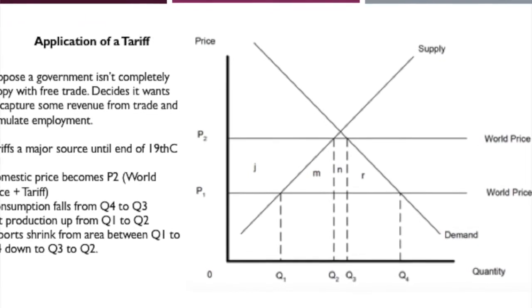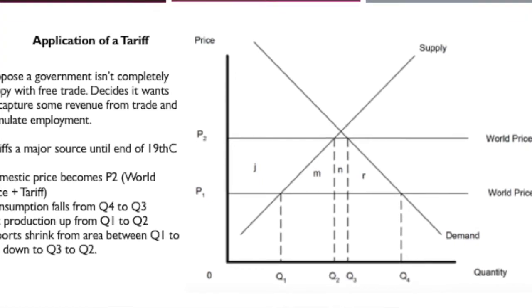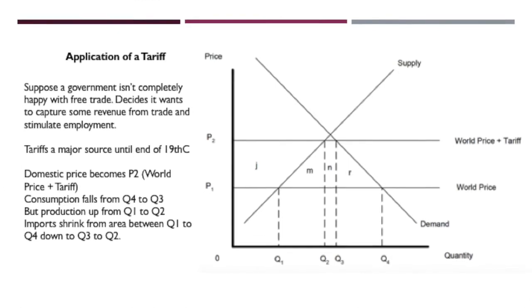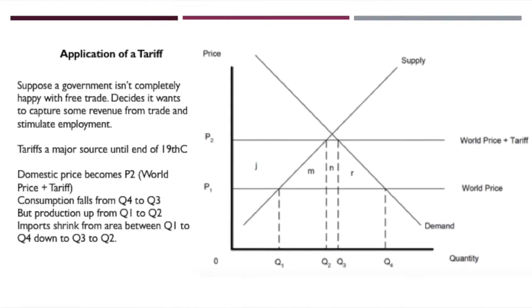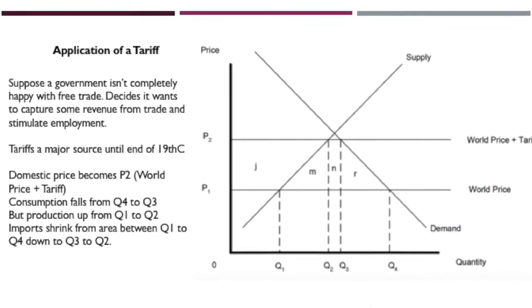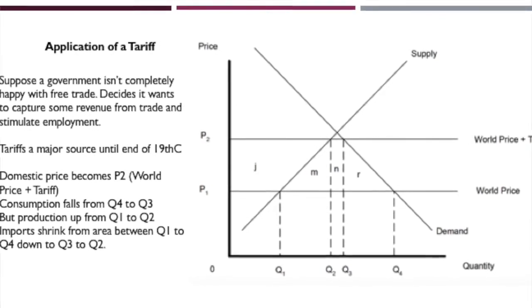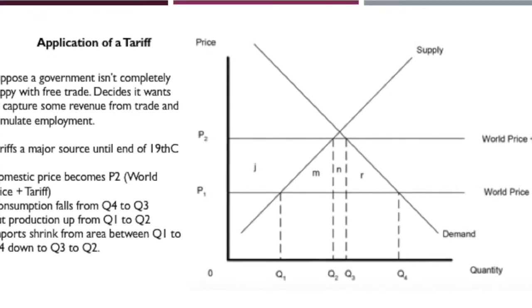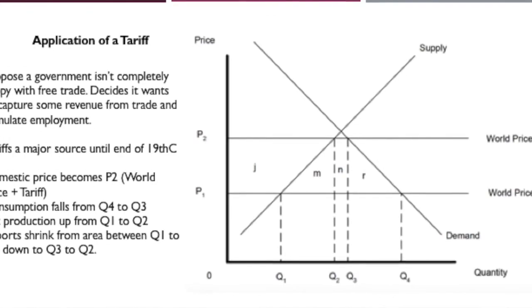And now, instead of under free trade importing this large area, Q1 to Q4, we've now significantly reduced our importation of goods because of the tariff, and it is now reduced to Q2, Q3, because we have this additional domestic employment that is satisfying some of our demand.